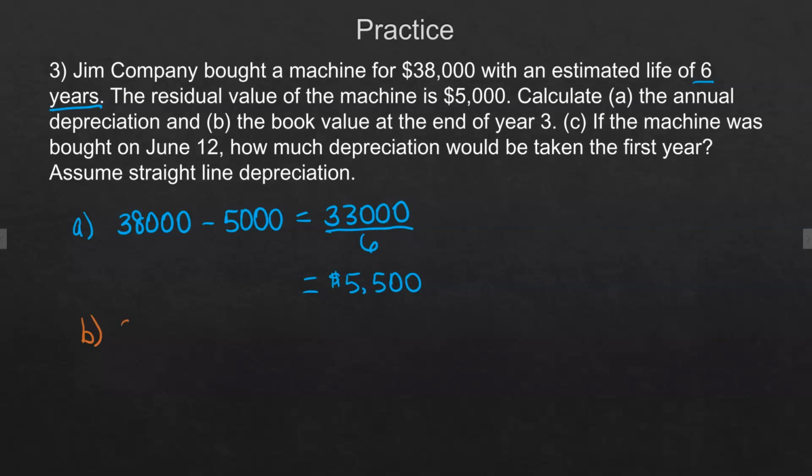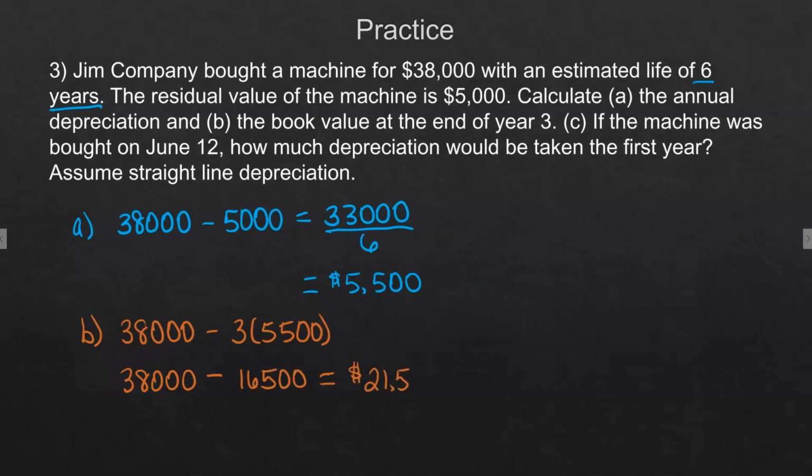On part B, it says to find the book value at the end of year 3. So we're going to take our $38,000 and subtract 3 years of depreciation. So that's $38,000 minus 3 times 5,500, which is $16,500. So at the end of year 3, our book value is $21,500. And then we go on to part C.